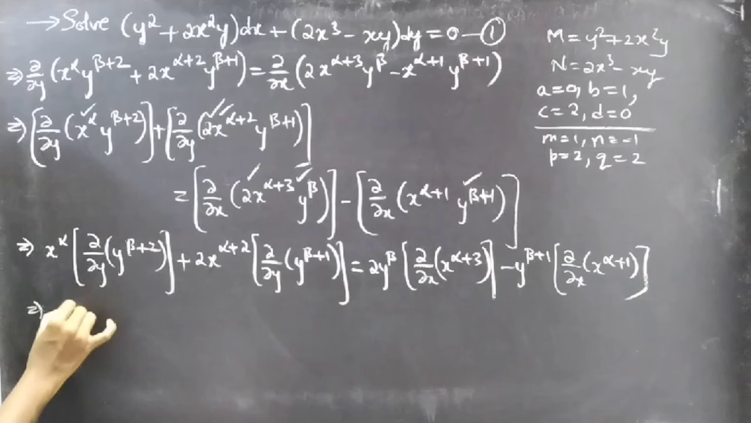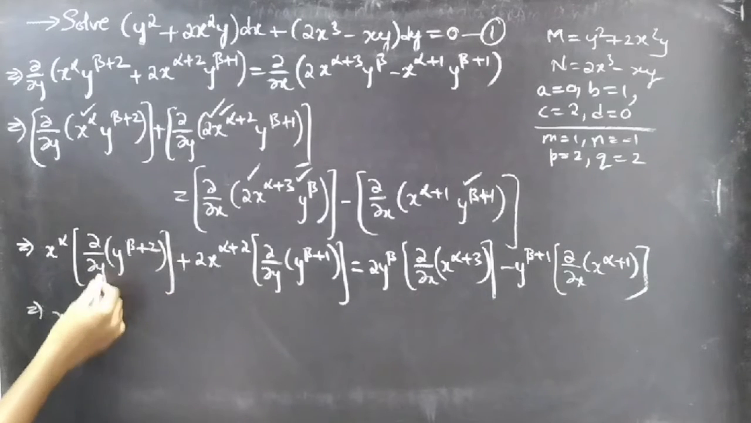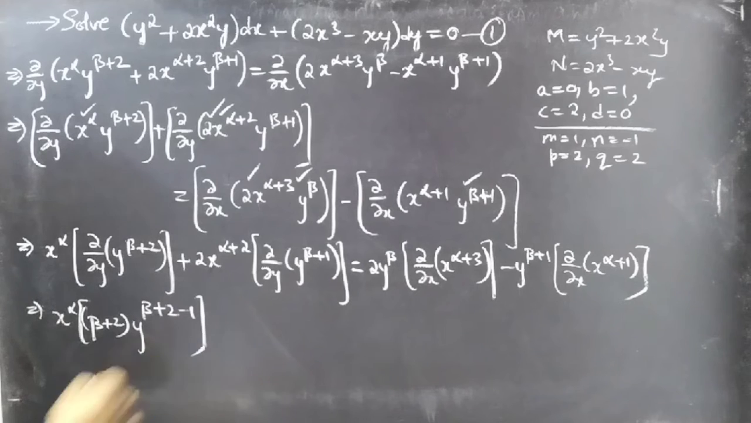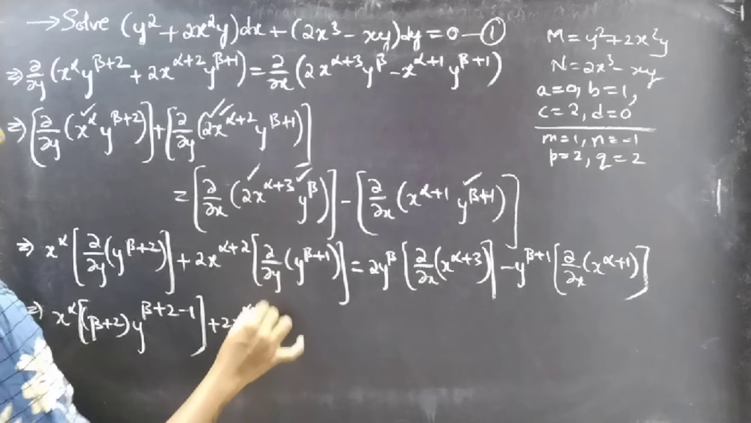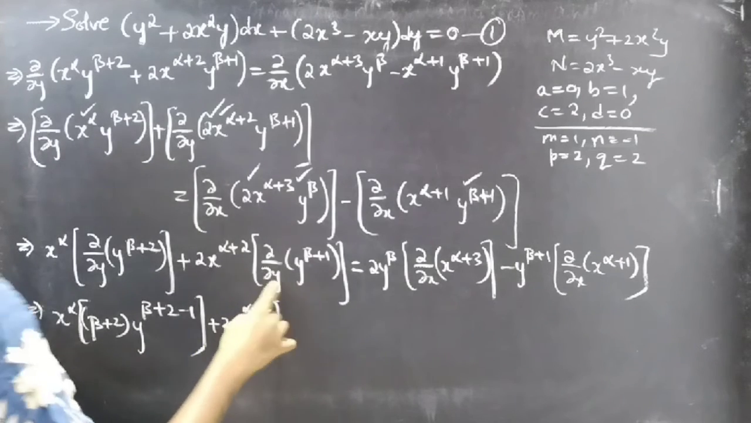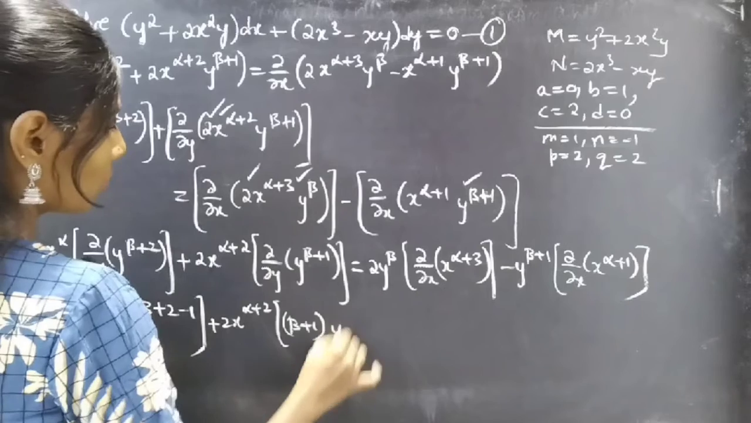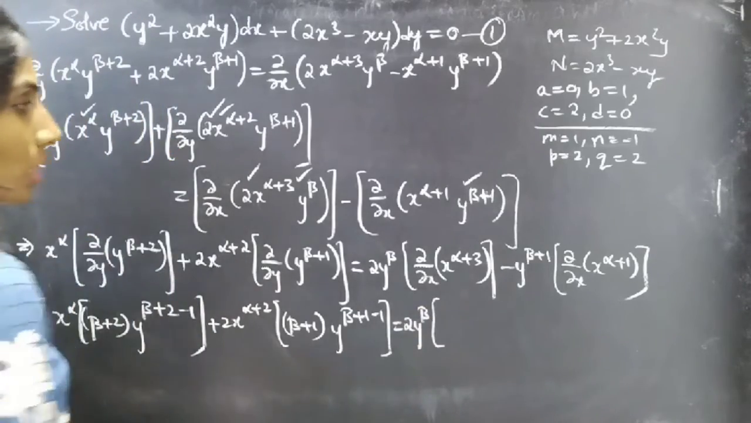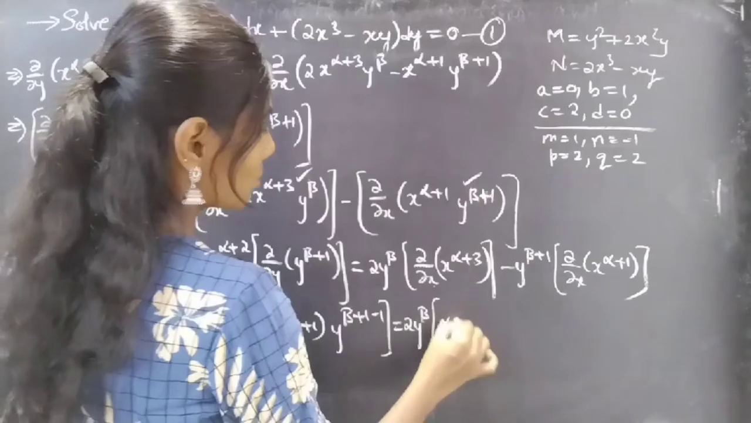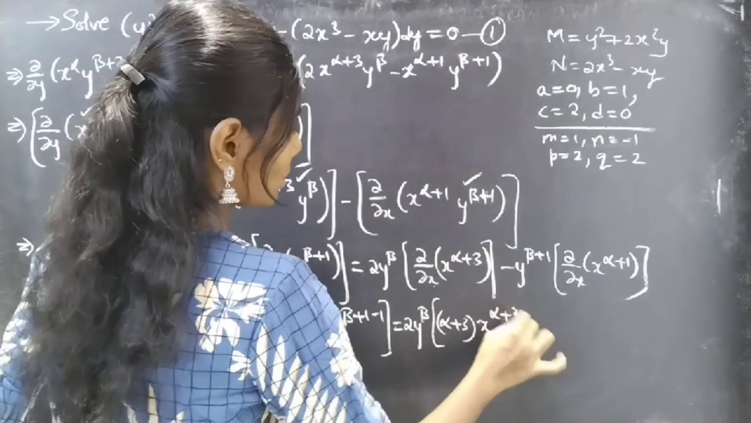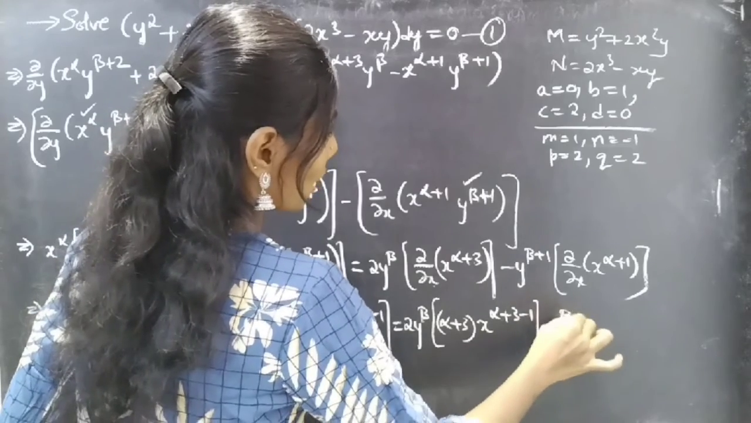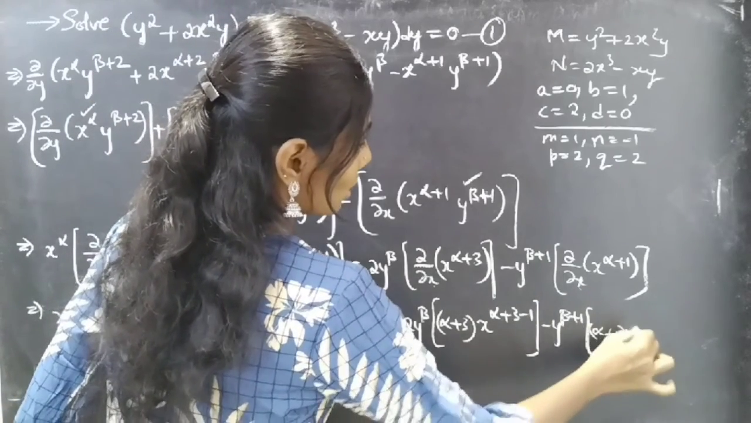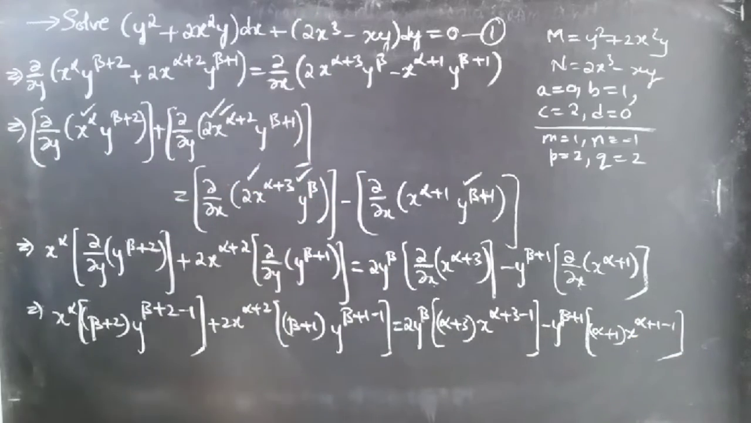Which gives us x power alpha into partial derivative of y power beta plus 2 with respect to y is beta plus 2 into y power beta plus 2 minus 1, plus 2x power alpha plus 2 into partial derivative of y power beta plus 1 with respect to y is beta plus 1 into y power beta plus 1 minus 1, equal to 2y power beta into partial derivative of x power alpha plus 3 with respect to x is alpha plus 3 into x power alpha plus 3 minus 1, minus y power beta plus 1 into partial derivative of x power alpha plus 1 with respect to x is alpha plus 1 into x power alpha plus 1 minus 1, right?